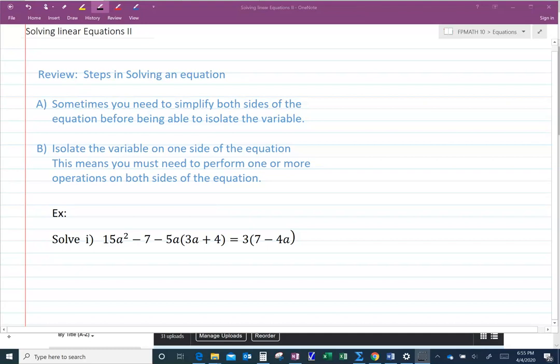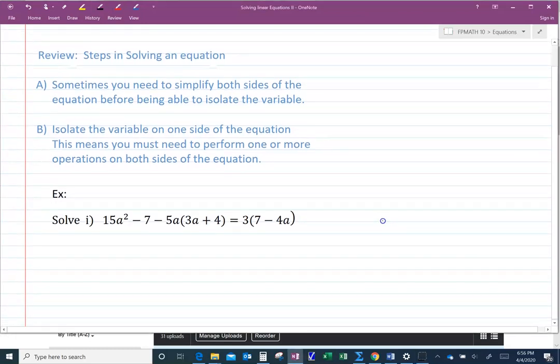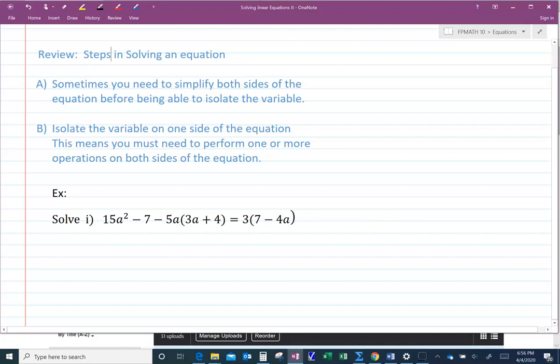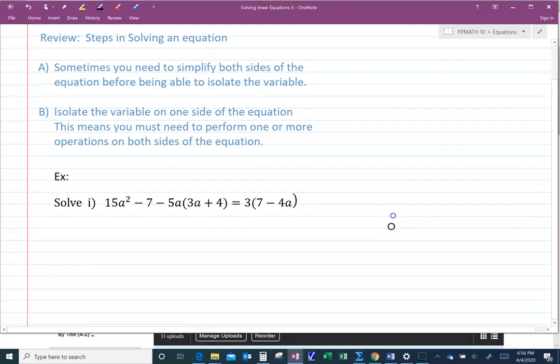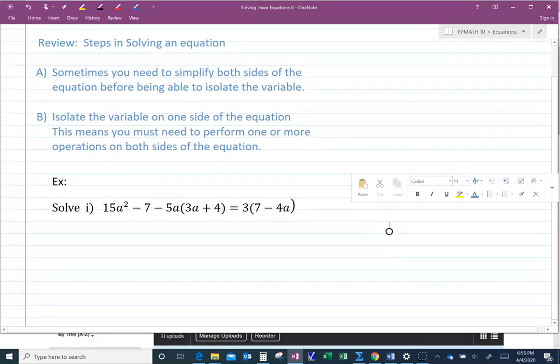So part A is that whenever you can, if it turns out that there are more complicated equations, on each side of the equation you have terms, and you need to simplify each side first before being able to isolate the variables. All right, so that's what we're going to do. You may want to copy this down, and let's work on that now.